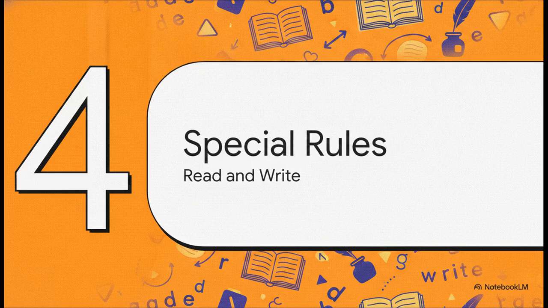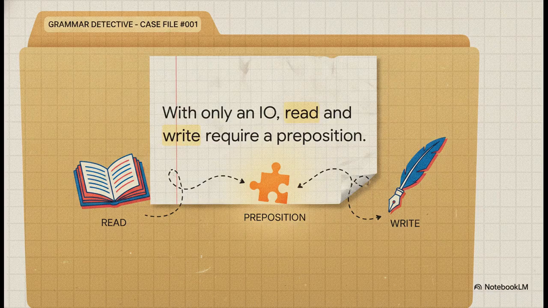Section 4, special rules for read and write. So remember how I said earlier that you usually need a direct object to even have an indirect object? Well, read and write are special little exceptions. If you are dropping the direct object entirely from these specific verbs, you absolutely have to bring in your preposition to make the sentence work. You can't just leave the indirect object hanging there all by itself.